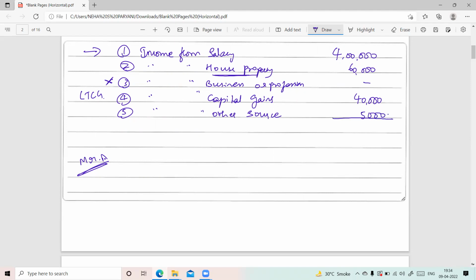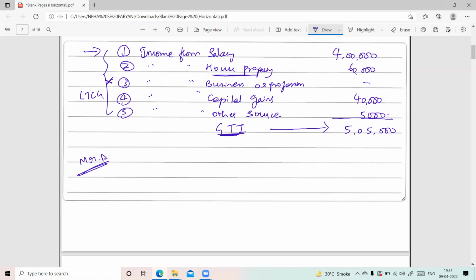If we total the income of all the five heads, the total will be rupees 5 lakh 5,000, right? So this income we call gross total income, or GTI. It is the aggregate income of all the five heads before deductions. So this amount is before deductions. I will tell you what is meant by deductions.